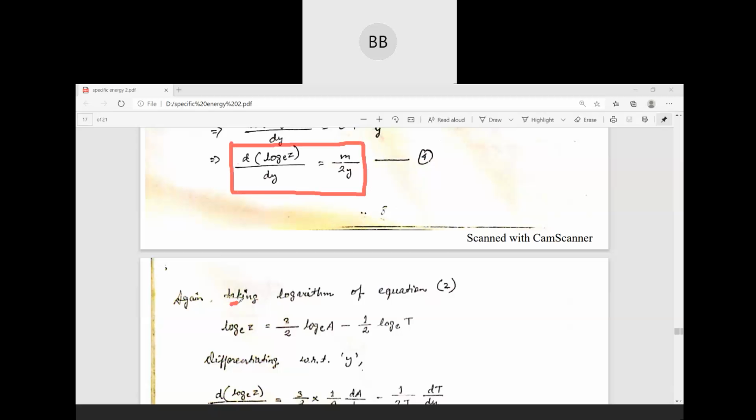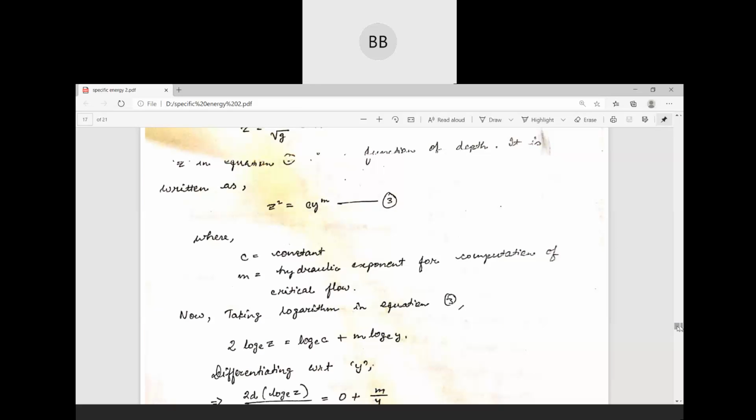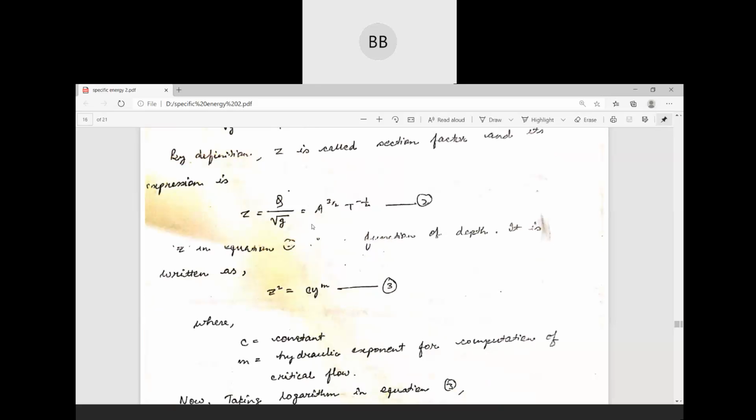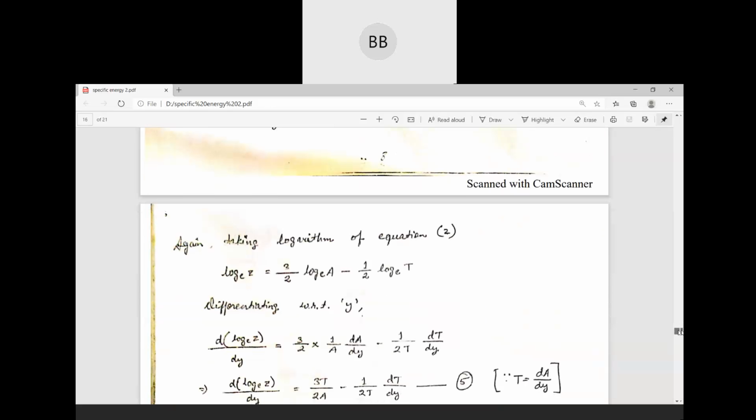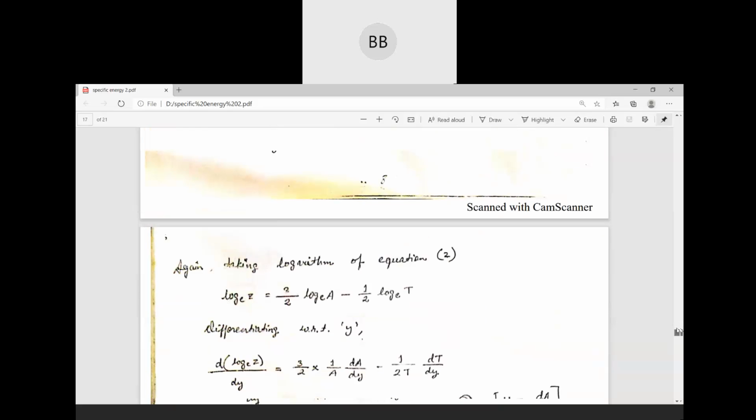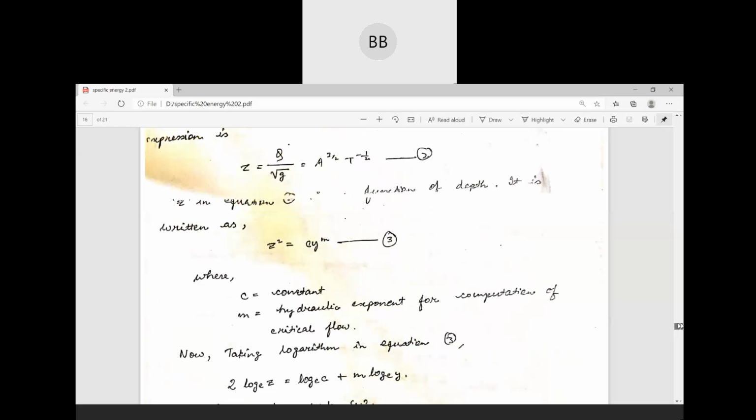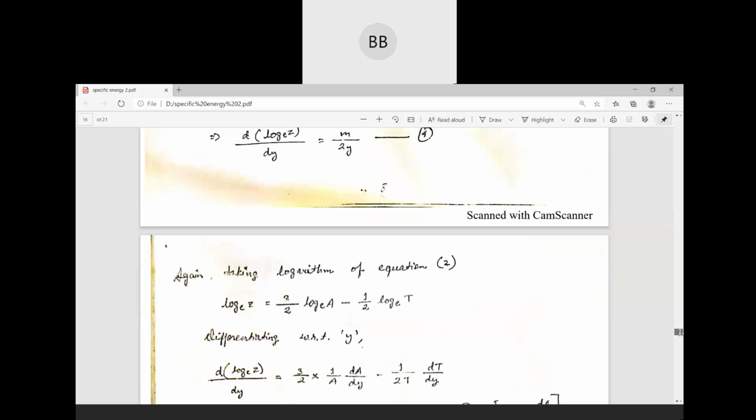Now again we take logarithm of equation number 2. Go back to equation number 2. In this equation, we are going to take logarithm. Okay? So log e Z, then we have 3 by 2. Here we have 3 by 2, so it will be 3 by 2 log e A, minus half log e T, because T to the power minus half is there. That is why it's negative.